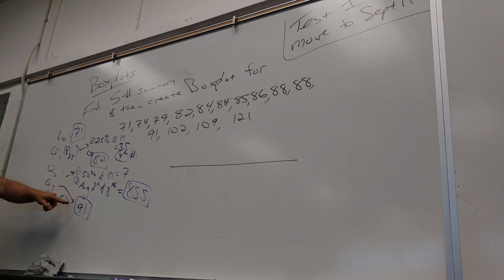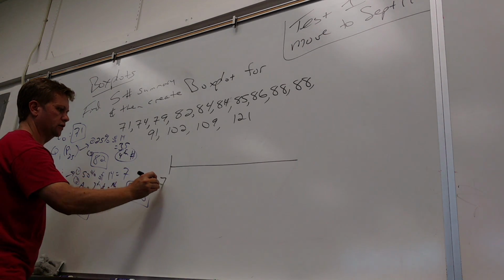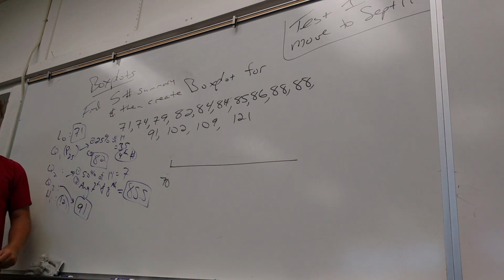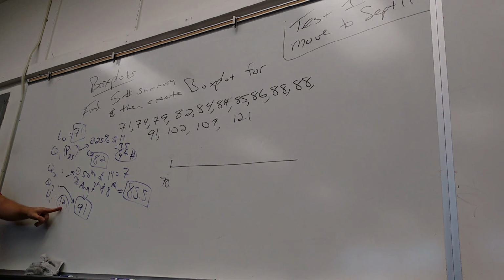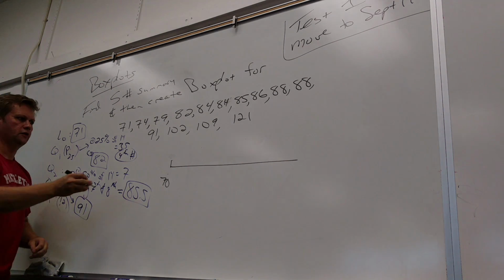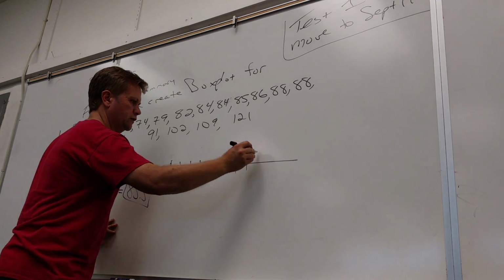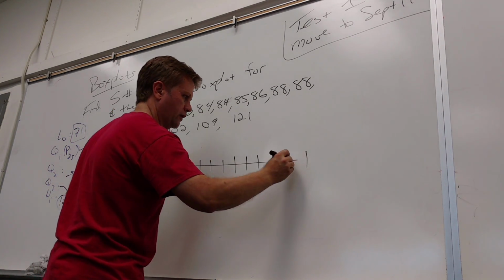Start below the low. I know I have to get 71 in there, so maybe I'll start at 70, a nice round number. Then 71 has a place to live. And I want to get up to 121, so maybe I go to 125. Fives might be a little too much, but let's see. 75, 80, 85, 90, 95, 100, 105, 110, 115, 120, 125. All right.